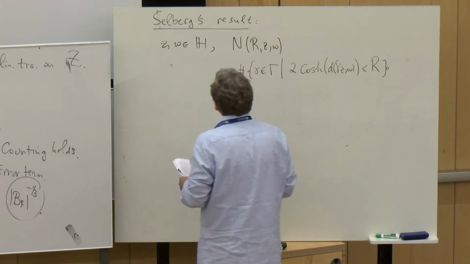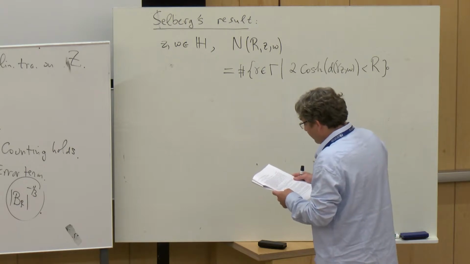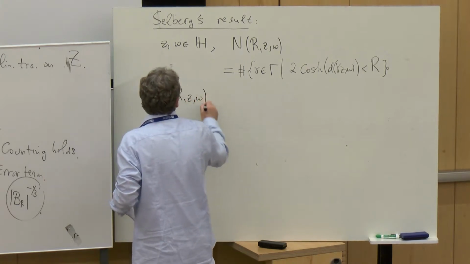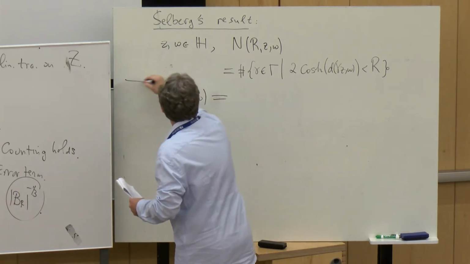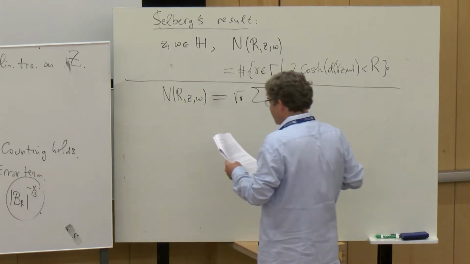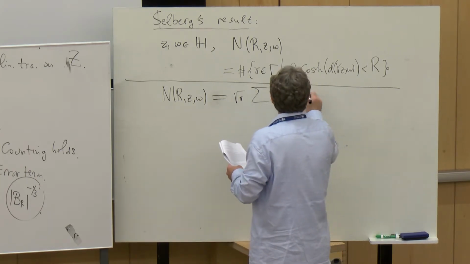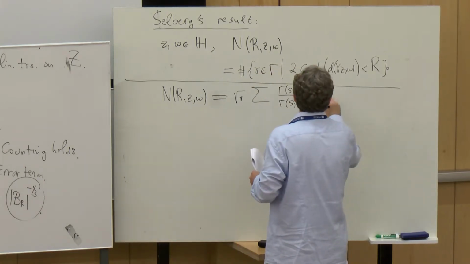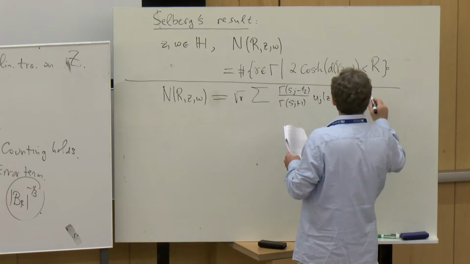So just to fix ideas, the formula that Selberg produced for this N(r; z, w), I'm not writing the connection to these numbers, but it's very easy to work out. The formula is the following. It's square root of pi, and then a sum of some values of gamma functions. I don't know if it is visible.